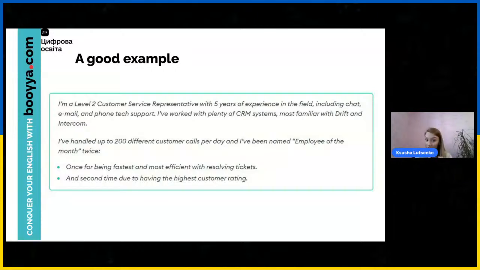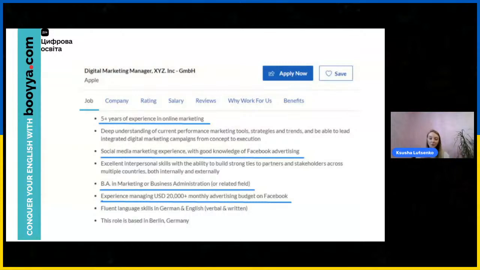And we also add a bit of our personality traits. Fastest and most efficient with resolving tickets means that we are responsible, hardworking, punctual. And second time due to having the highest customer rating means that we are communicative people. So here we include both our achievement and our personality traits. We show our true colors. Well, a perfect example. And here they used a couple of keywords, but I also want to show you another way of organizing your summary, which is a bit worse. I wouldn't write it like that, but this summary is a great example of usage of keywords.